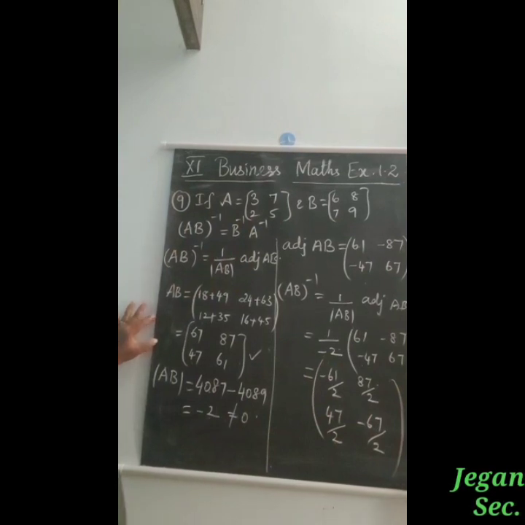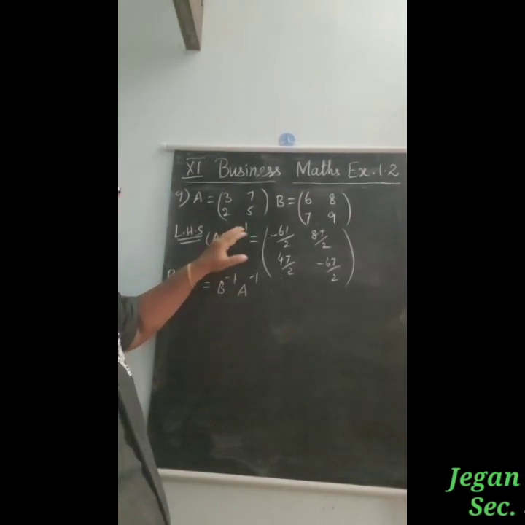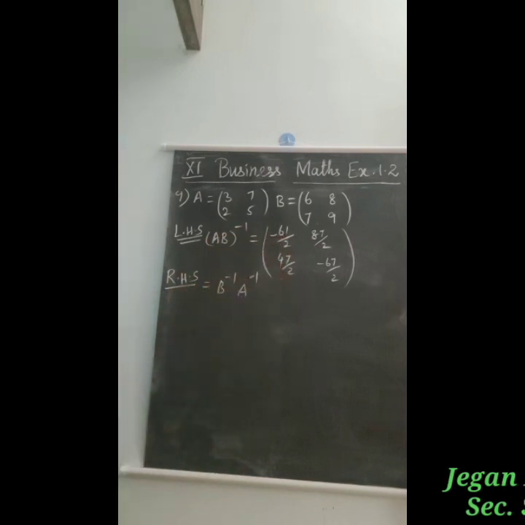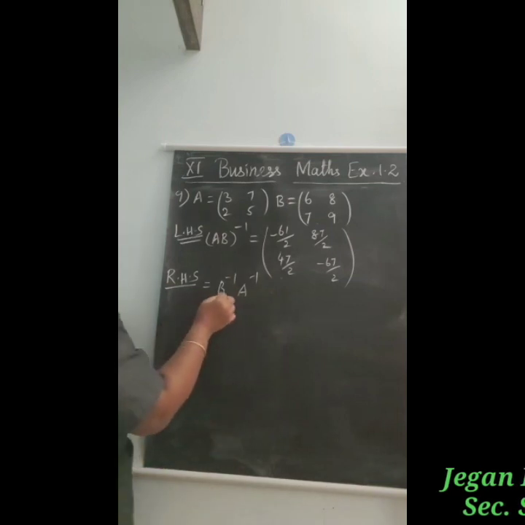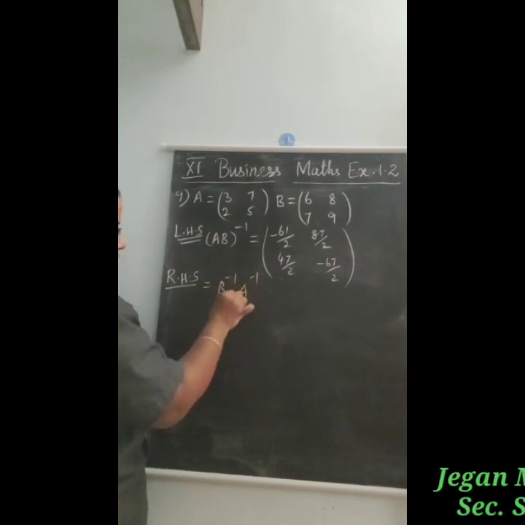What is in the RHS? Now we found that the LHS, AB the whole inverse, is equal to minus 61 by 2, 87 by 2, 47 by 2 and minus 67 by 2. Now what is in the RHS? B inverse and A inverse. So we are going to find out determinant of A and determinant of B and adjoint B and adjoint A.